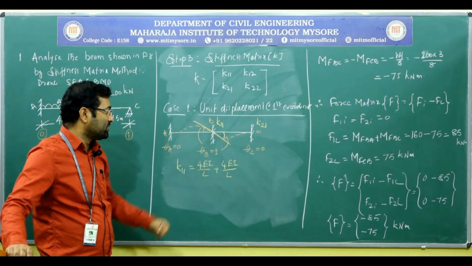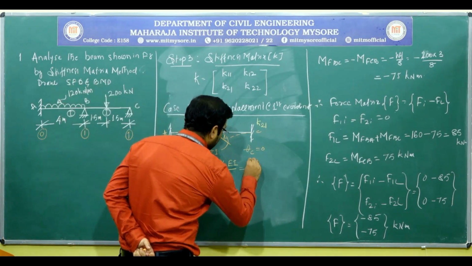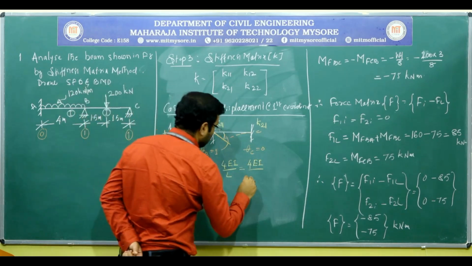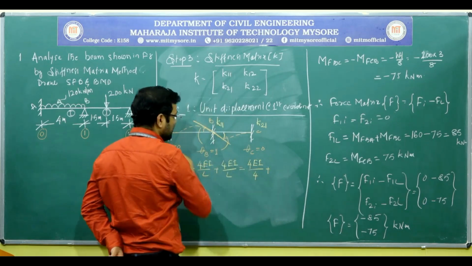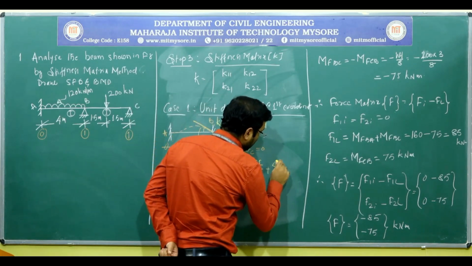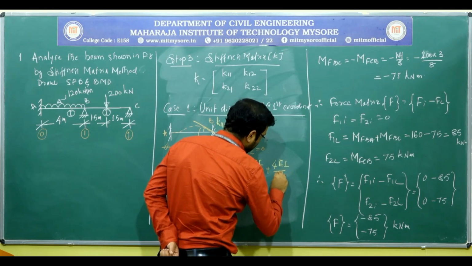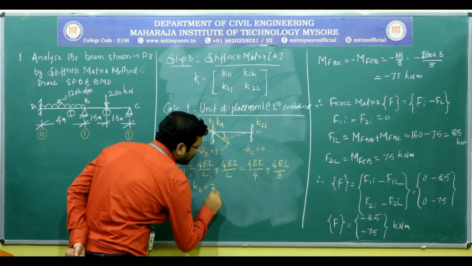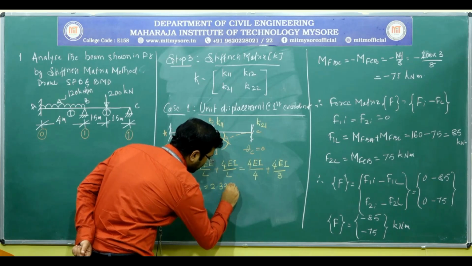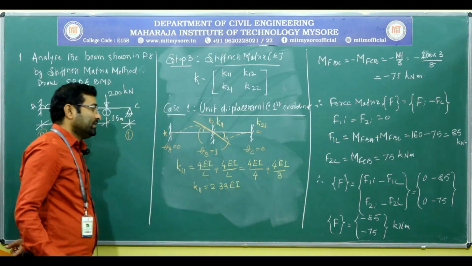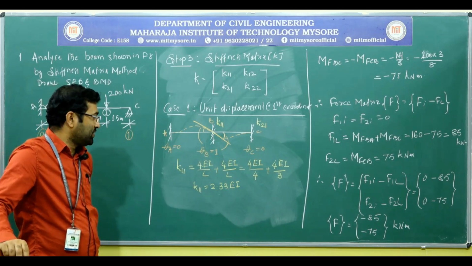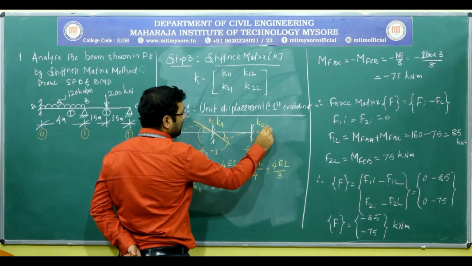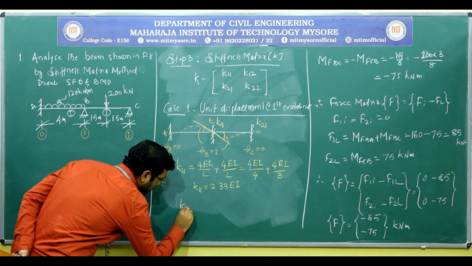Now, what is the span I need to substitute? So, if I substitute the span values, 4 EI by L for the first span, L is 4 meter, plus the BC span, the L is 3 meter. So, 4 EI by 3. So, this gives me a value of K11 as 2.33 EI. So, this is the stiffness coefficient K11.